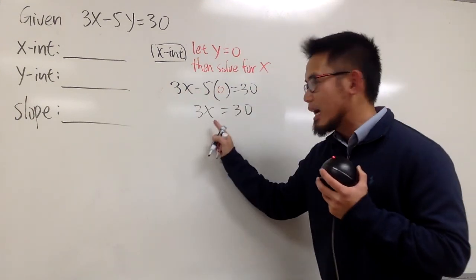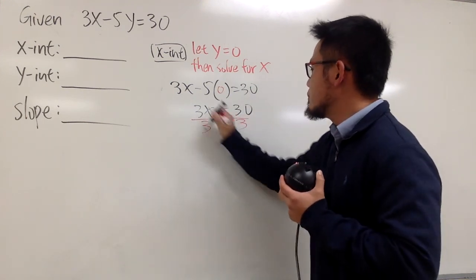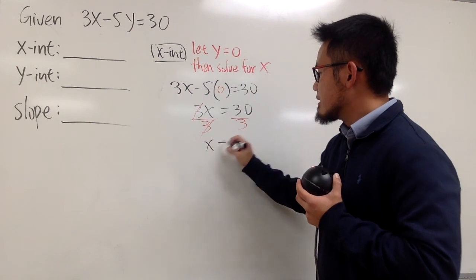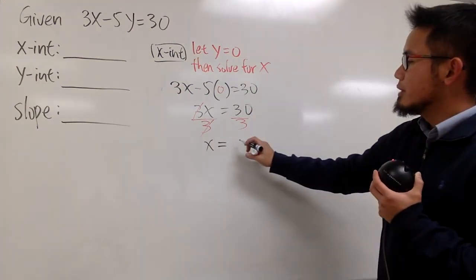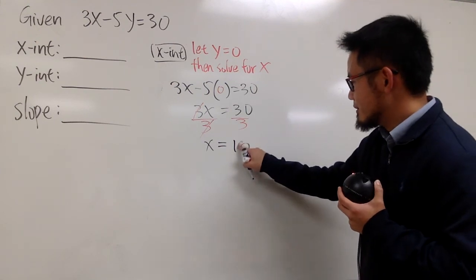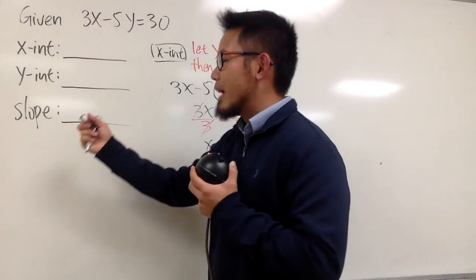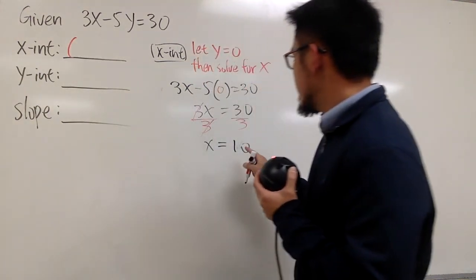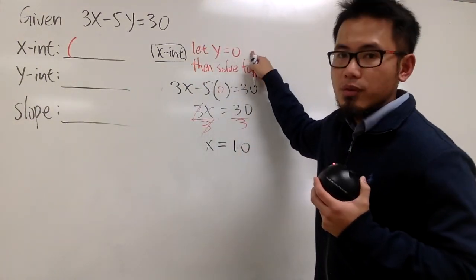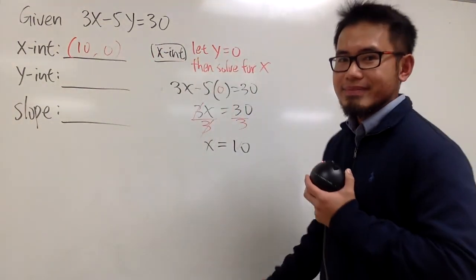This is 3 times x is equal to 30. So we can go ahead, divide both sides by 3. And in the end, we get x is equal to 30 divided by 3, which is 10. Okay? Looks like 60. No, this is 10. Okay, so for the x-intercept now, we know the answer, which is 10 for x and 0 for y. So we'll just put down 10, 0 like that.